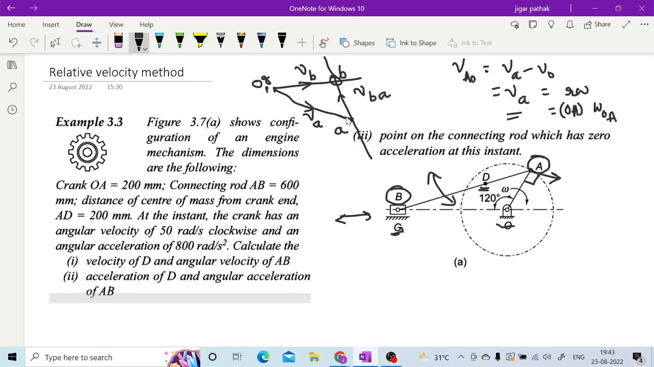VBA की डायरेक्शन, मतलब उसका डायरेक्शन के बारे में कैसे पता लगा?